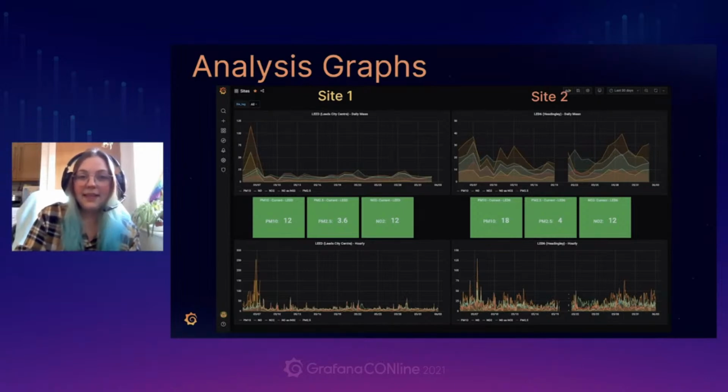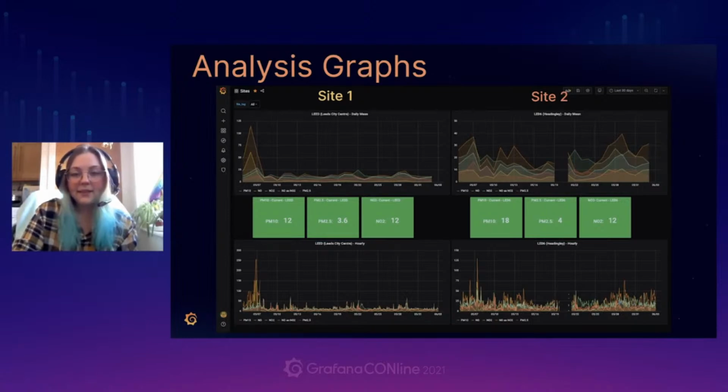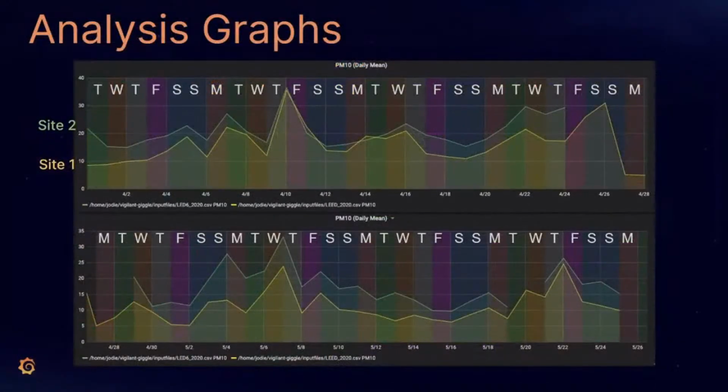This fulfilled the definition of level 1, just some basic graphical representations of the data so that we could perform some easy visual analysis. This is our level 2 statistical analysis. This is focusing here on PM10 only. You can see site 1 is in the yellow and site 2 is in the green.